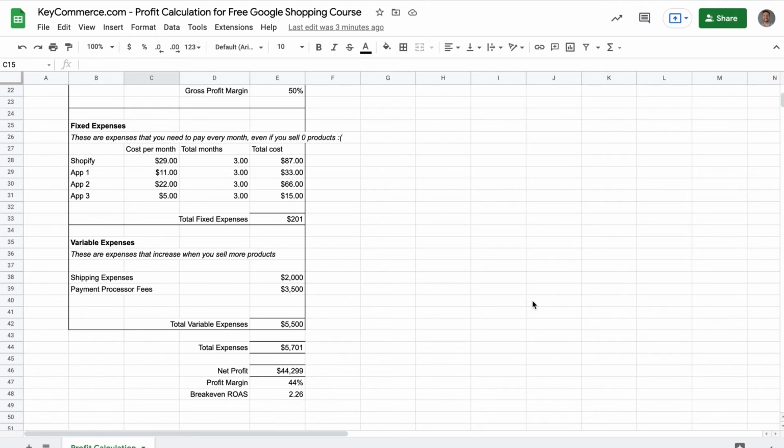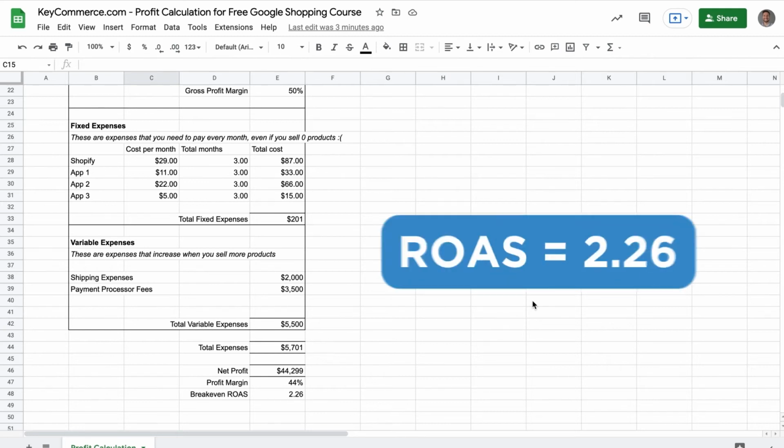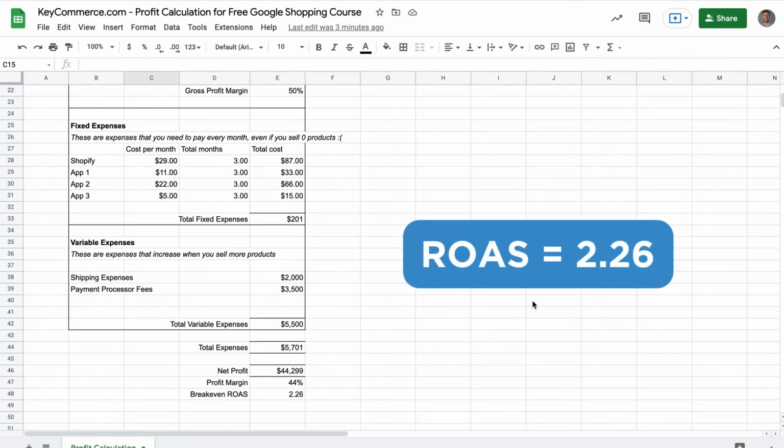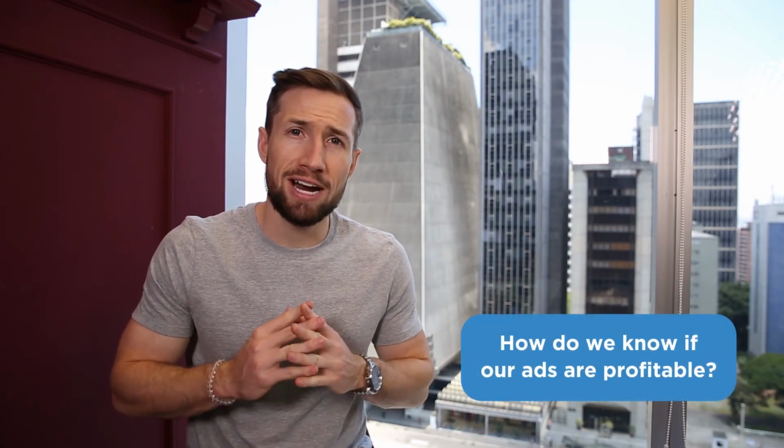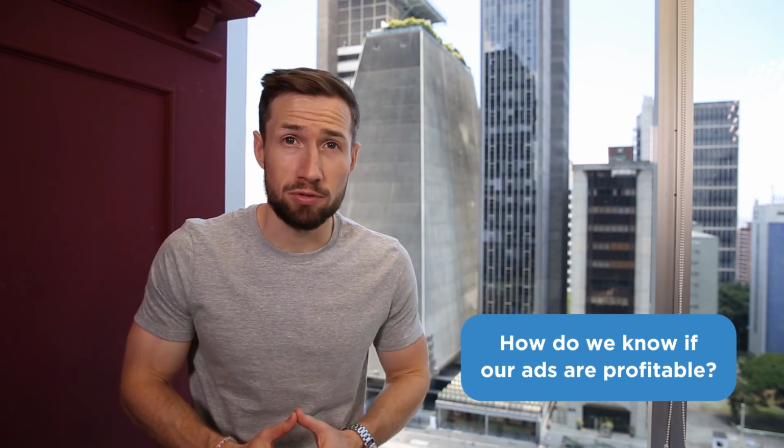We now know that we need each $1 of advertising spend to make us at least $2.26 in sales for us to break even. Anything above, we make profits. Anything below, we lose money and we make a loss. So the next point is, how do we actually know that our Google Shopping campaigns are profitable? With this break-even ROAS right here, we know that we need to get above this break-even ROAS for the actual ROAS for our campaigns in order to be profitable.